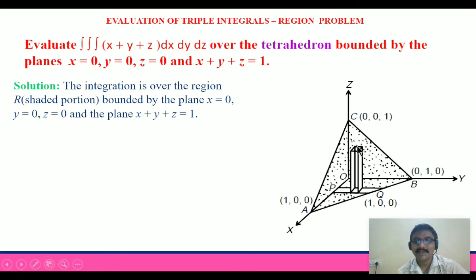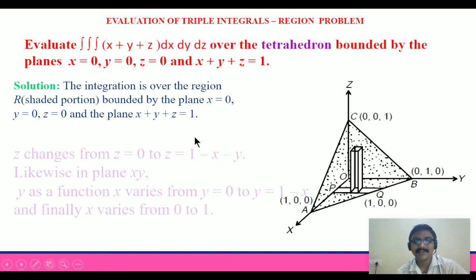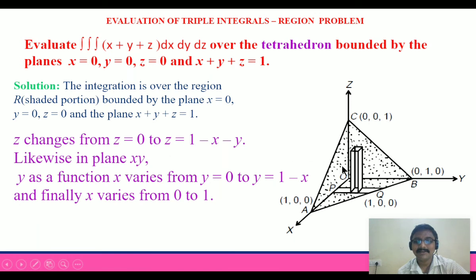Here we have to take a strip parallel to the z axis, so that the z limits are obtained. The z limits are 0 to 1 minus x minus y, because the strip's lower part touches the xy plane, so z equal to 0. The upper part of the strip touches the plane x plus y plus z equal to 1. In that, z is 1 minus x minus y.